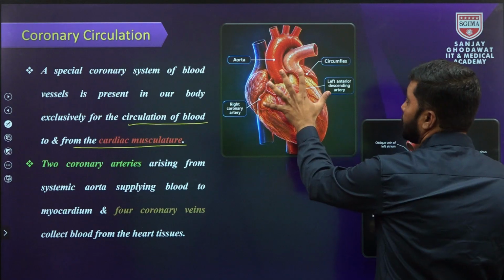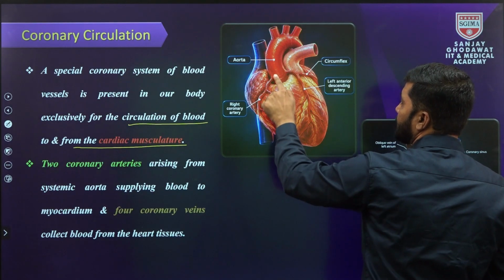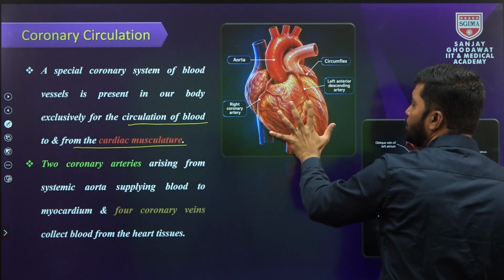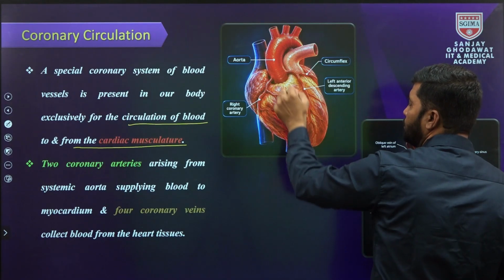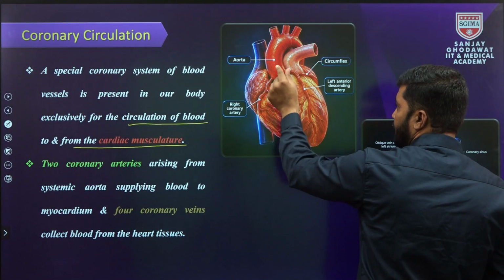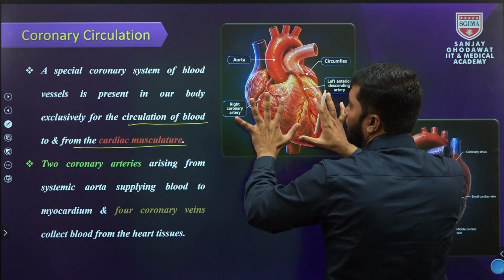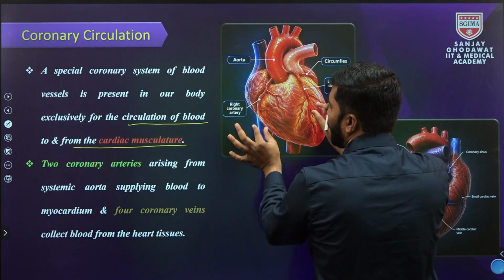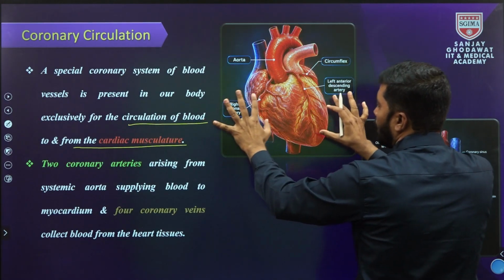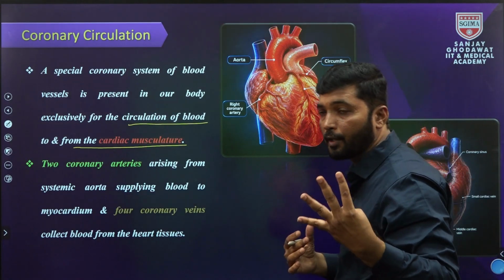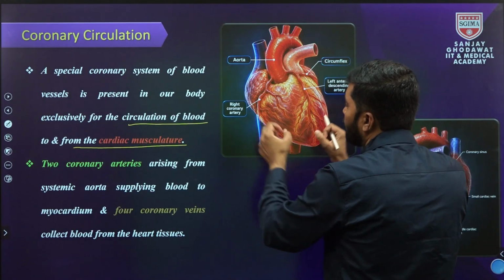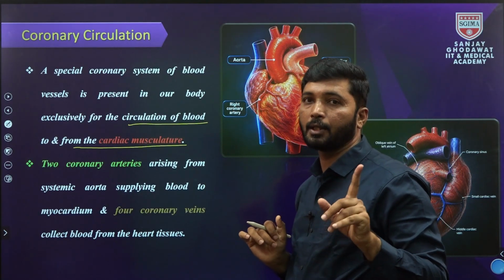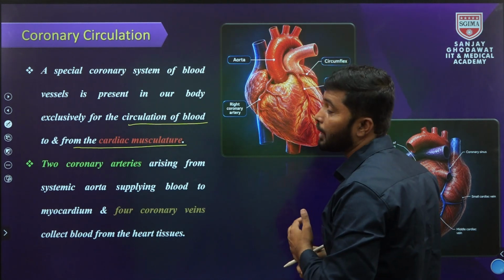Like this is the heart, for example, and the major vessel is the aorta. From the aorta, two arteries arise and innervate the heart, transporting oxygenated blood towards the heart wall. The two coronary arteries carry the oxygenated blood to the heart. Then the four coronary veins collect deoxygenated blood from the heart wall and carry it forward to the right atrium by the coronary sinus. That is coronary circulation.